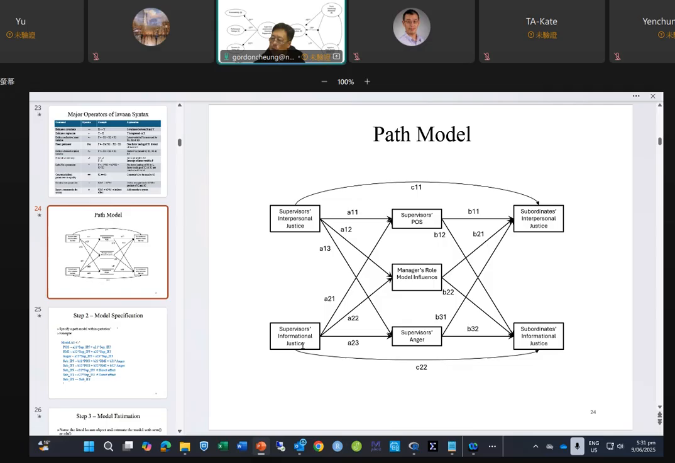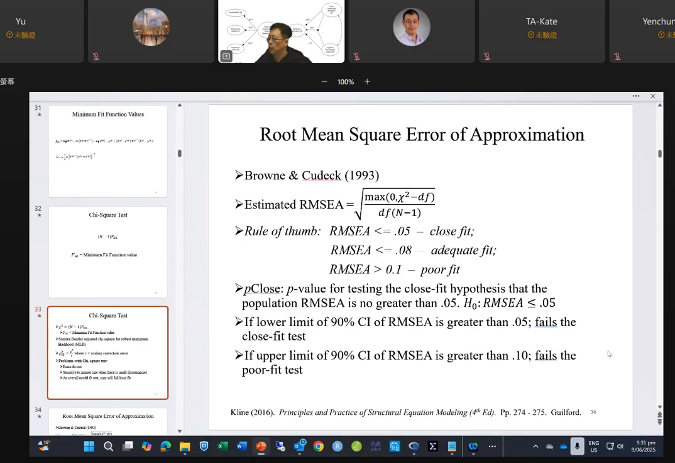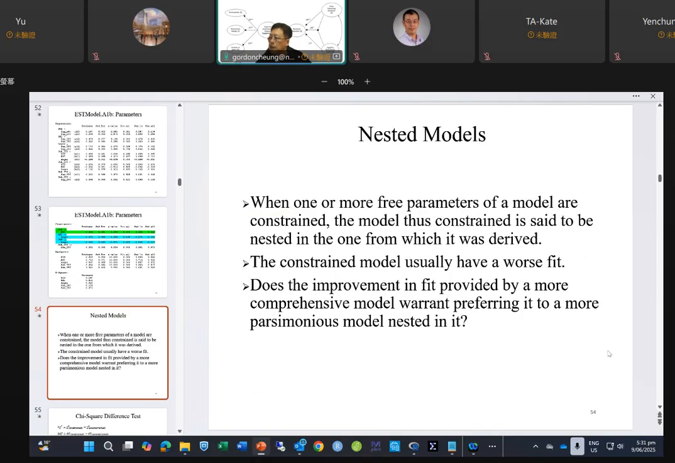Similarly, for supervisors' informational justice, we have A21 times B12, A22 times B22, A23 times B32, and then we have C22. 4 paths. So how can we write the syntax?